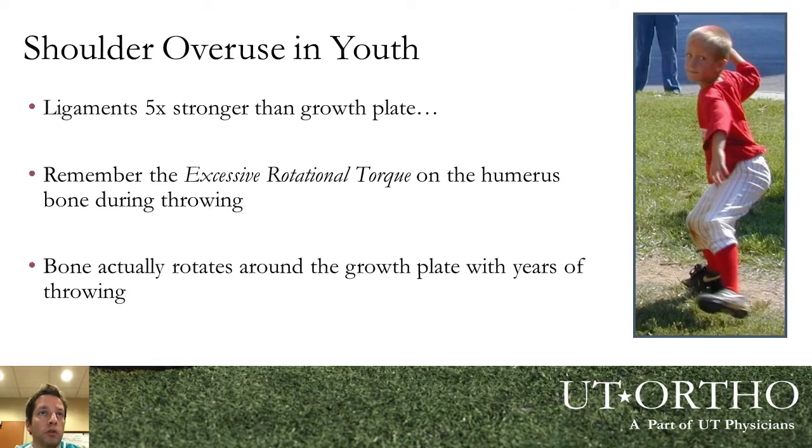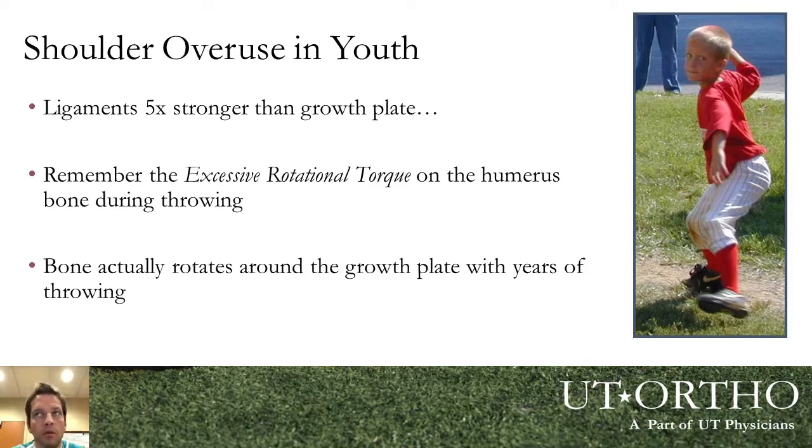So, shoulder overuse in the youth. You've got to remember that the ligaments around your shoulder are about 5 times stronger than the growth plate. So until the bones fuse, the ligaments are actually stronger in terms of pull. When you pitch or throw, that motion in the shoulder can produce rotational torque. A big fancy term for it moves around.